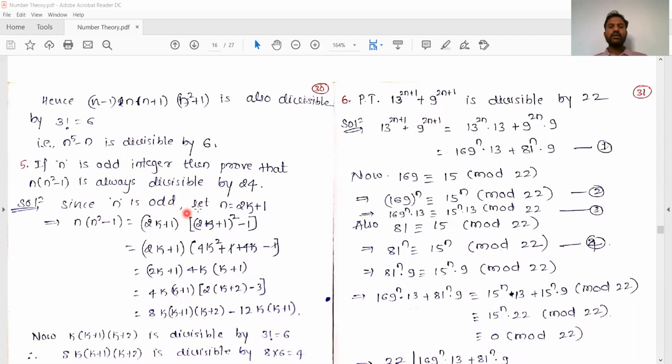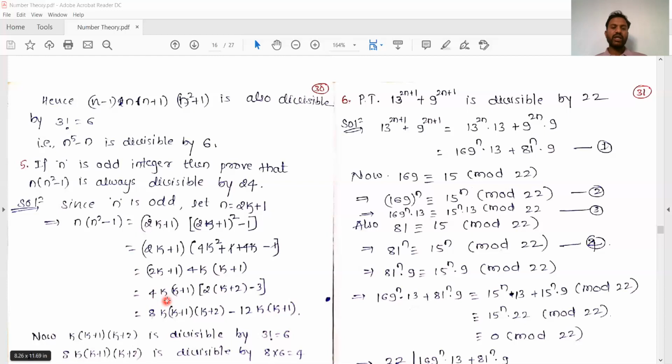Now, since n is odd, we can write n = 2k + 1. Because n is an odd number, we can write it as n = 2k + 1. So substitute in this: n(n² − 1) = (2k + 1)((2k + 1)² − 1). Then simplify this by using the (a + b)² formula. (2k + 1)² is 4k² + 1 + 4k, minus 1, so the 1 and −1 cancel. Again, in this bracket we have 4k² + 4k. In that, you can take 4k common, remaining k + 1.